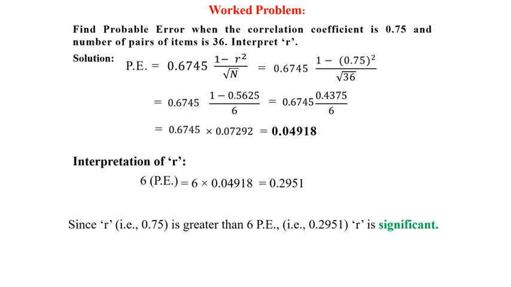You have to find out 6 PE, 6 into probable error. If that value is lesser than R, that means R is greater than 6 PE, you should say R is significant. If it is reverse, you should say R is insignificant. Understand this, memorize.